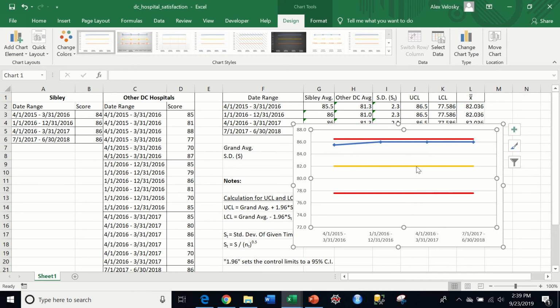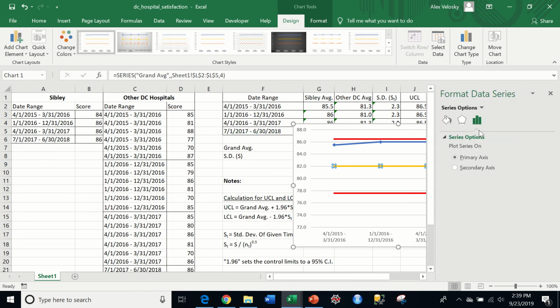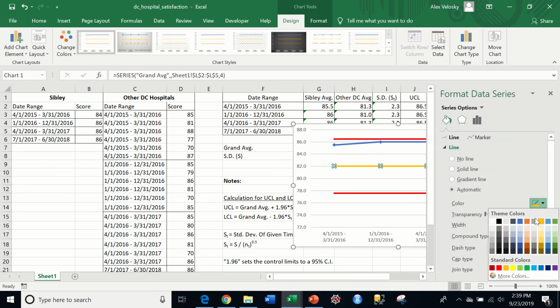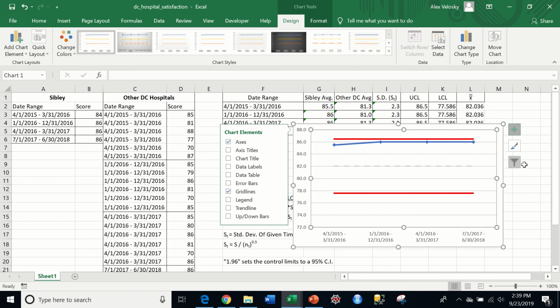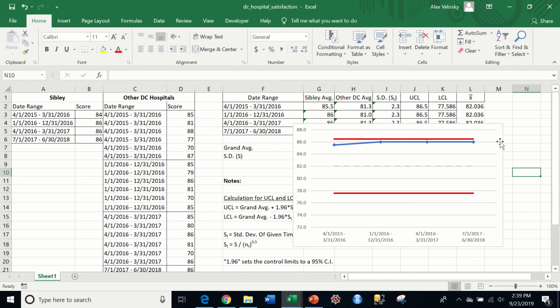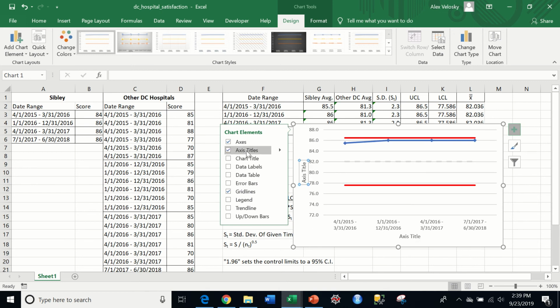Okay, so now we've got the correct formatting for our Sibley average line and our control limits. For the grand average, I like to make that just noticeable, so I don't want it to pop out too much. So I'll make that light gray and a dash, so we know it's our grand average. And as well, we'll add axis titles and a chart title.